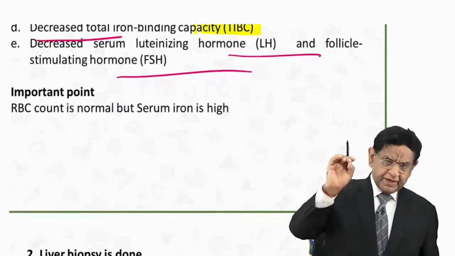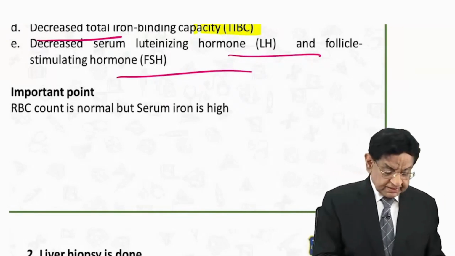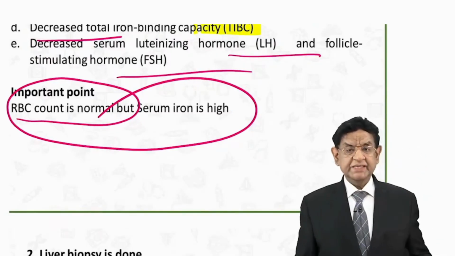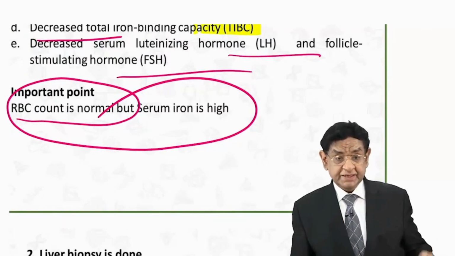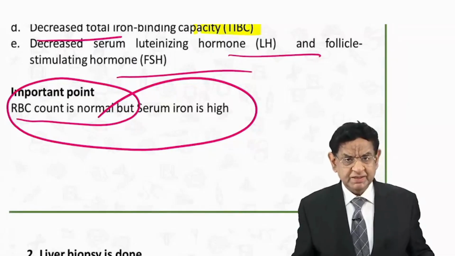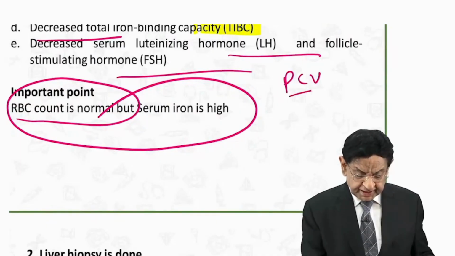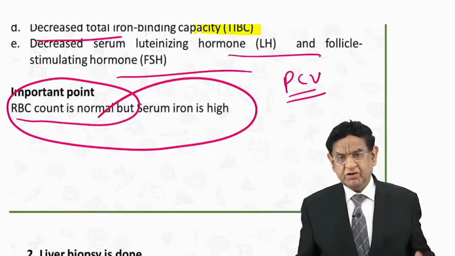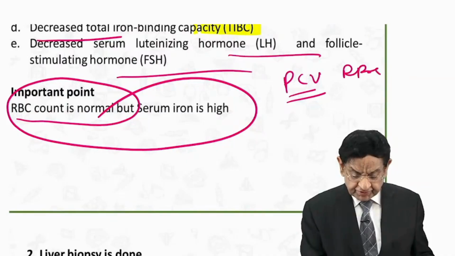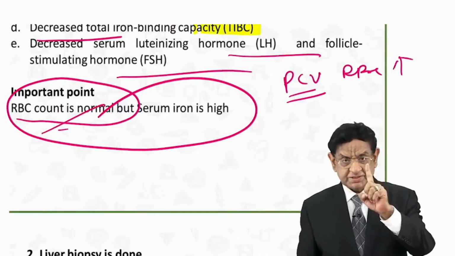But very important point, gold medal, ranked number 1 question. RBC count is normal despite high serum iron. It is one condition where the RBC count is normal. This is in sharp contrast to a condition like polycythemia vera. In polycythemia vera also the serum iron may be high, but there the RBC count is very high. Here the RBC count is normal. This is a gold medal question.